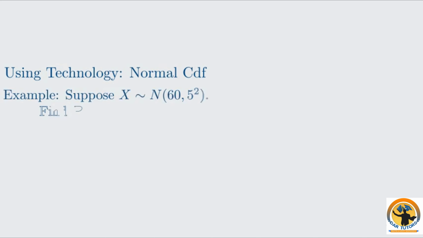The key function to use is the normal cumulative distribution function, or normal CDF. On most calculators, you'll find it in the distribution or stat menu. Let's work through an example using a calculator. We'll find the probability that a value x lies within a certain range. Suppose a normal variable x has a mean of 60 and a standard deviation of 5. We want to find the probability that x is between 62 and 67.